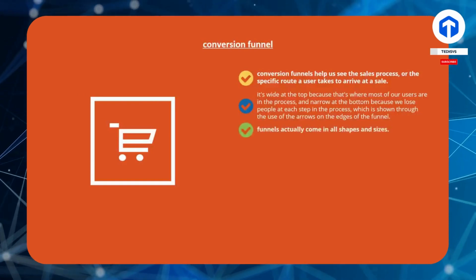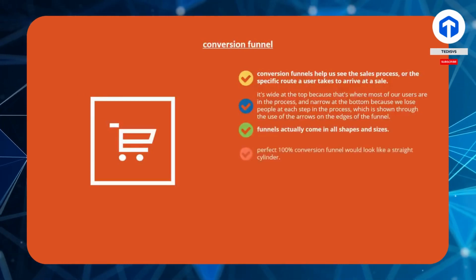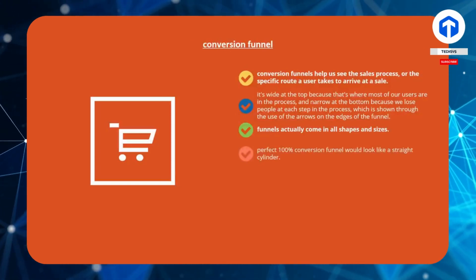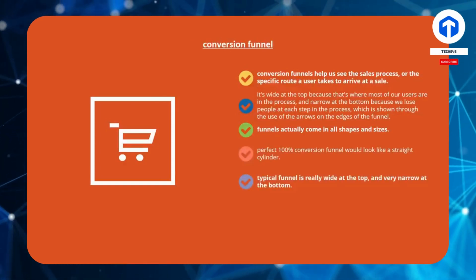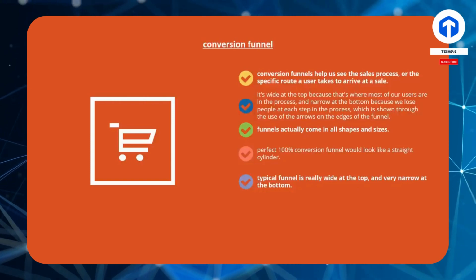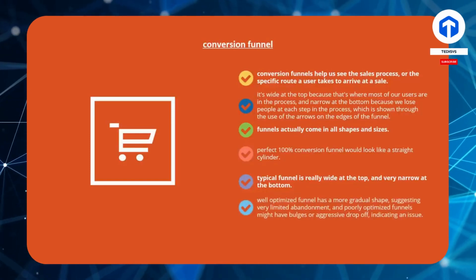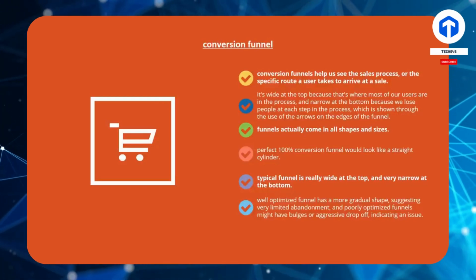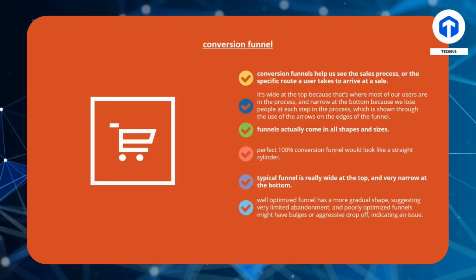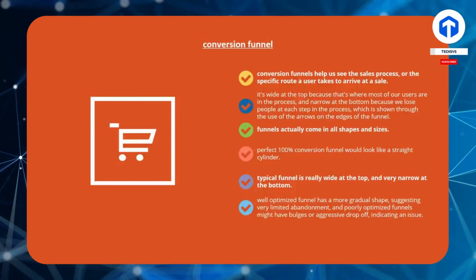Funnels actually come in all shapes and sizes. A perfect 100% conversion funnel would look like a straight cylinder. A typical funnel is really wide at the top and very narrow at the bottom. A well-optimized funnel has a more gradual shape, suggesting very limited abandonment. And poorly optimized funnels might have bulges or aggressive drop-off, indicating an issue.